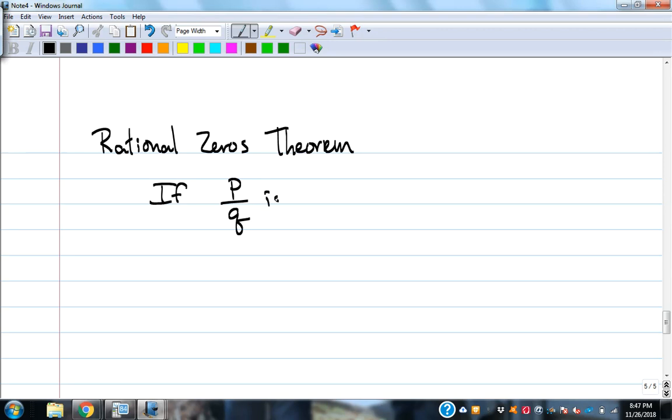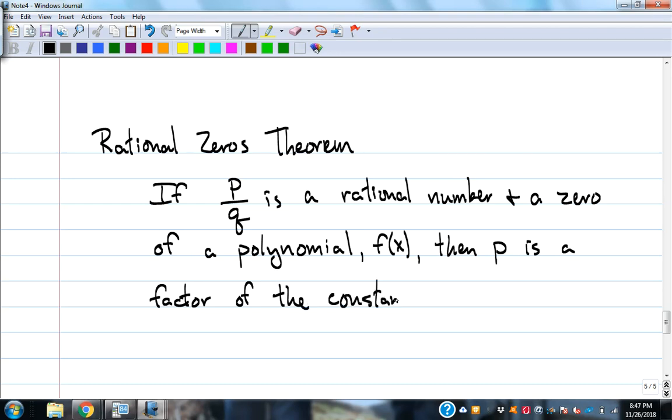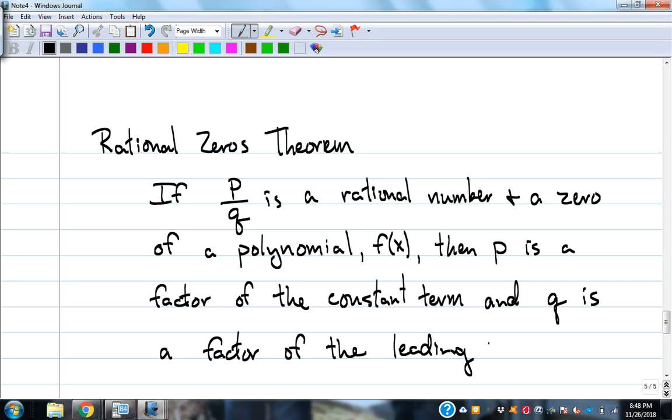If P over Q is a rational number and a zero of a polynomial, remember, a rational number is just a number that can be written as a fraction, and we're going to call that polynomial f of x, then P is a factor of the constant term, and Q is a factor of the leading coefficient.